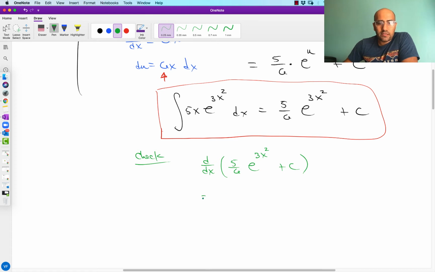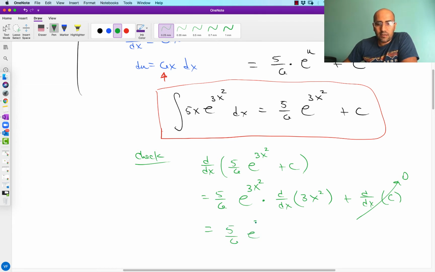Okay, so this is equal to 5 over 6. The derivative of e to the 3x squared, well, that's going to be e to the 3x squared times, the chain rule says I've got to multiply by the derivative of the exponent, the inside function. It's 3x squared, plus the derivative with respect to x of a constant. Well, that's just going to be 0. And now the derivative of this guy is just going to be 6x. So we end up with 5 over 6 e to the 3x squared times 6x.